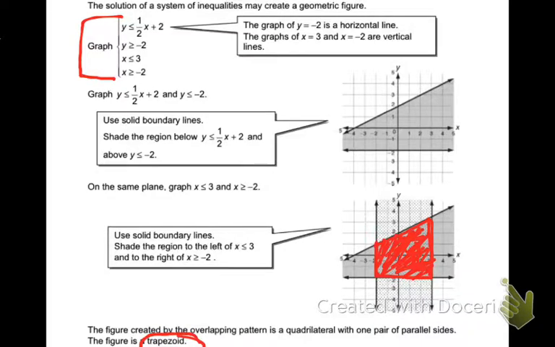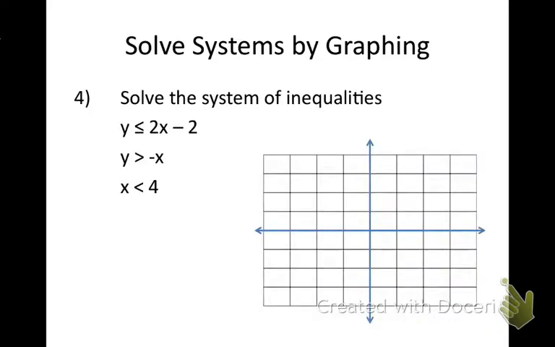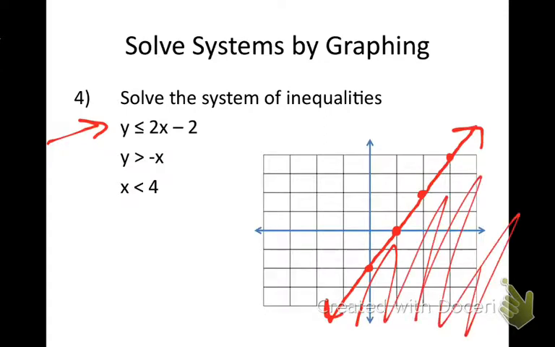So let's try number 4 here. I have 3 of them to graph. So I'm going to start here with y is less than or equal to 2x minus 2. So I'm going to start with my y-intercept. What's my y-intercept, Jack? -2. -2. Up 2 over 1. And that would be a solid line through that. Now we have the solid line because it's less than or equal to. And it's less than, so I'm going to shade below. So there's my red line.